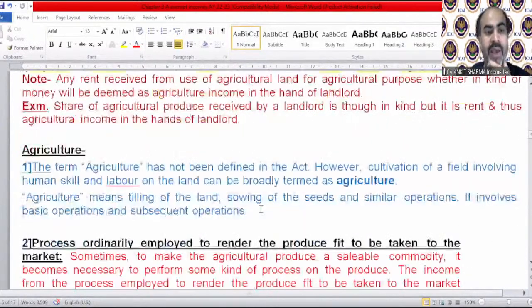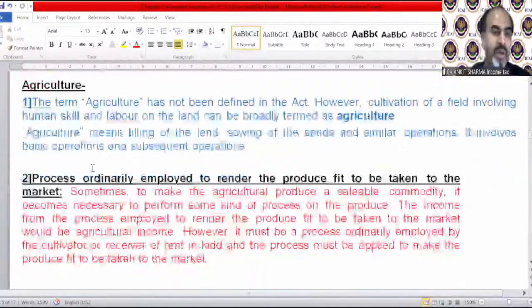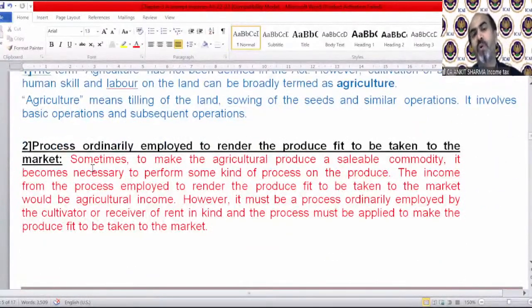Okay, now the term agricultural, its meaning has been written over here. You can read it out, of course. The term agricultural has not been defined in the Act. Cultivation of a field involving human skill and labor on the land can be broadly termed as agricultural. The second point is also called agricultural activity: process ordinarily employed to render the produce fit to be taken to the market.